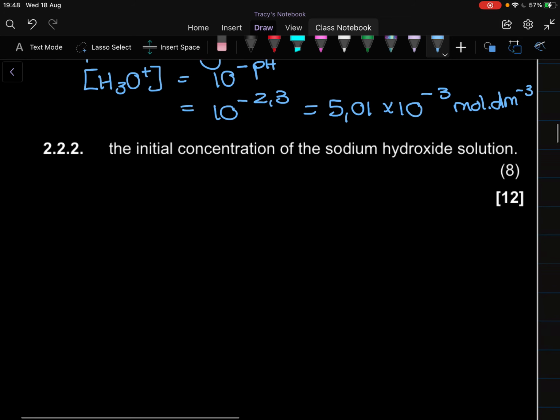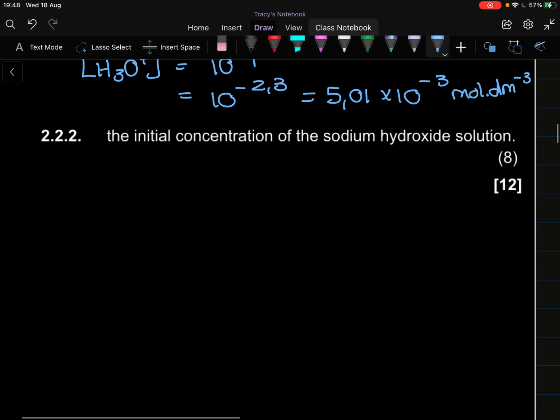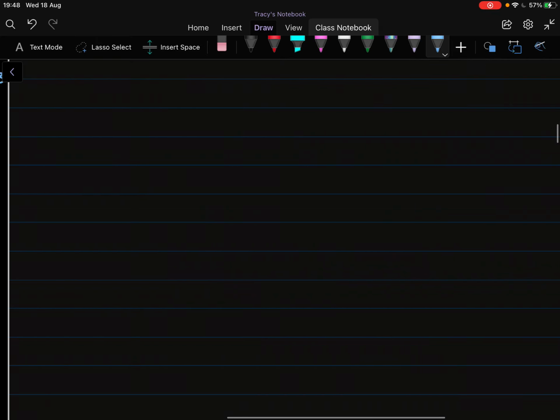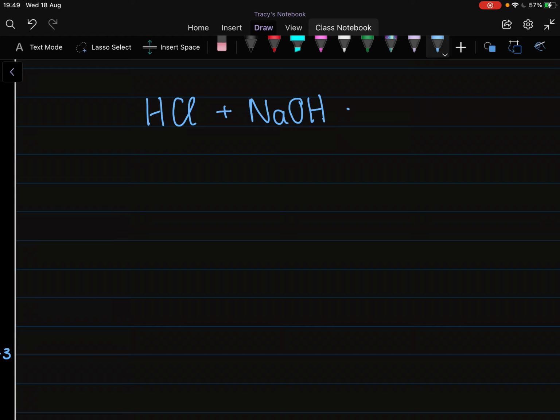Then we get to the initial concentration of the sodium hydroxide solution. This is a difficult question. Okay, it's worth 8 marks. That means you're going to have to do several steps with it. So taking this one step at a time, not getting all flustered. Okay, but we have HCl, which is reacting with sodium hydroxide. It's going to give us NaCl and H2O. Okay?